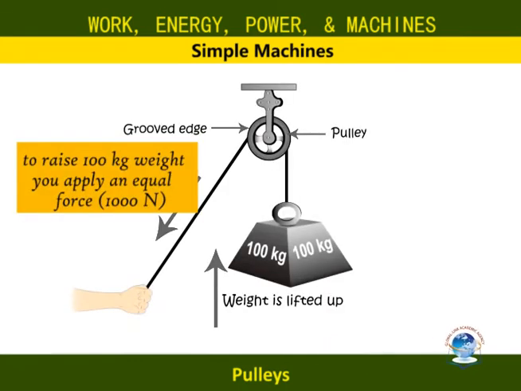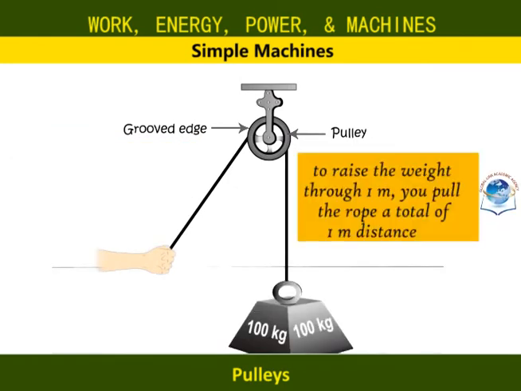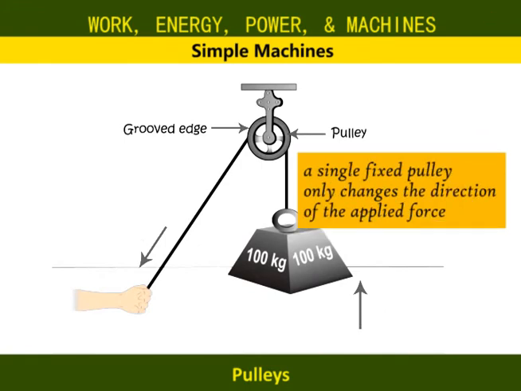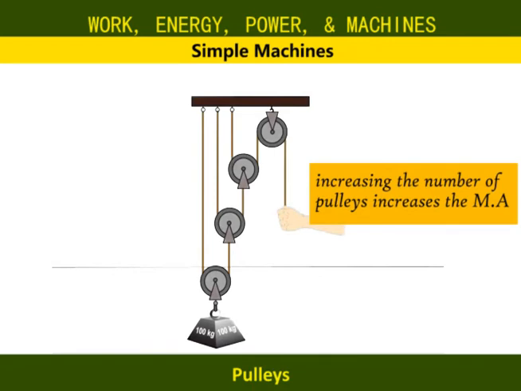To lift an object of 100 kilograms, you have to pull down with a force equivalent to 100 kilograms or 1,000 newtons. To raise the weight 1 meter into the air, you have to pull the rope through a total distance of 1 meter at the loose end. So a single pulley only changes the direction of the applied force and therefore doesn't give any mechanical advantage or make the work easier. To get more mechanical advantage, we increase the number of pulleys.